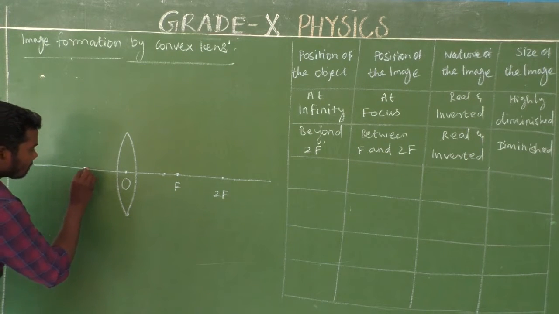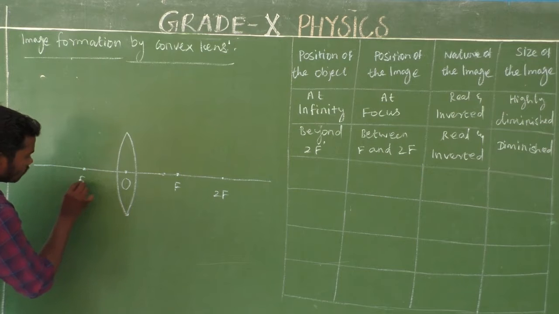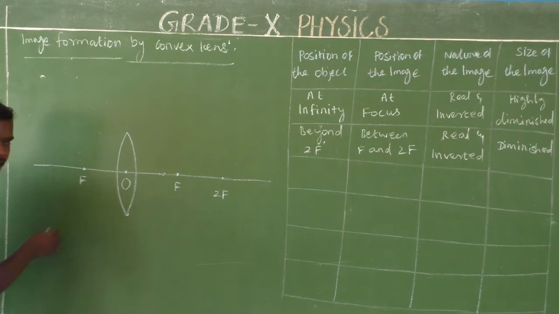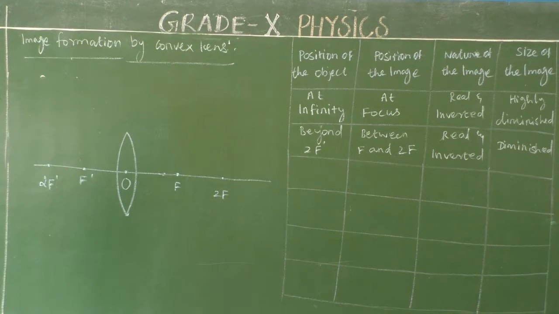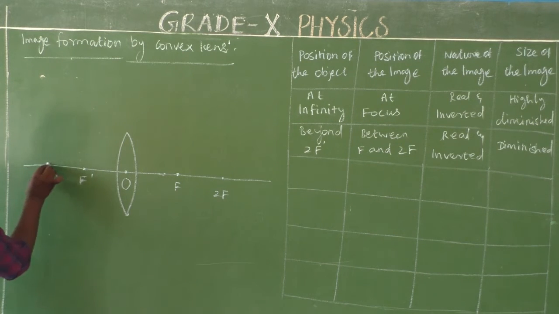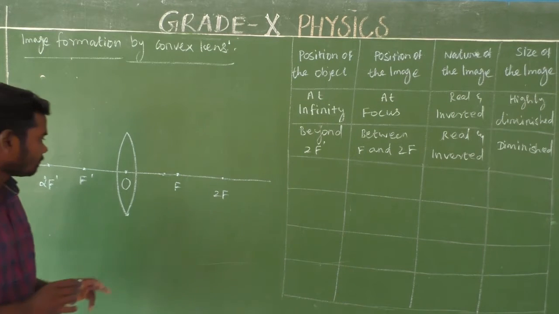Even on the left side, this is the second focus, and this is twice its focal length, the second 2f. Whose focal length? The convex lens focal length. Is it clear? Yes.